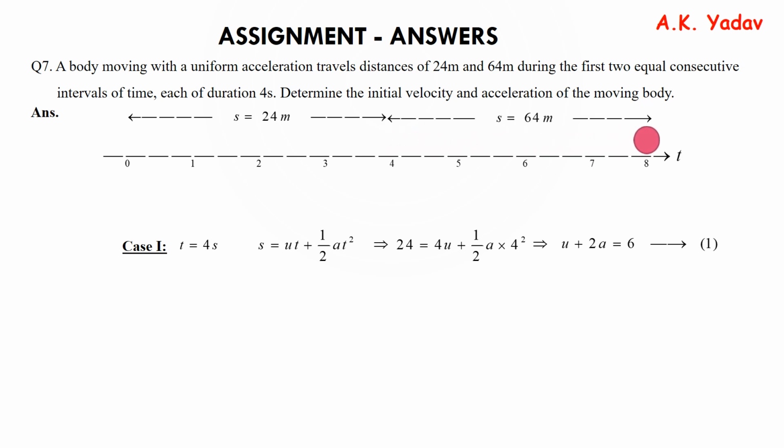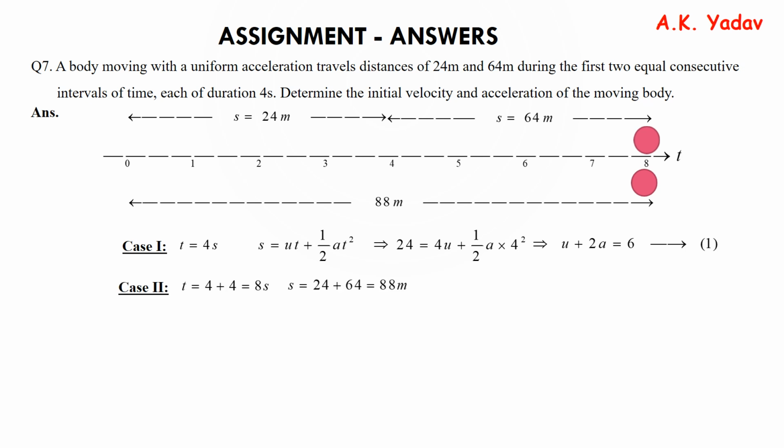Now in the next 4 seconds, it covers 64 meters. So I can say from the beginning, it covered 88 meters in 8 seconds. So time is 8 seconds, distance is 88 meters. We will use the second equation of motion again. So S is equal to ut plus half at square gives 88 is equal to 8u plus half into a into 8 square, which gives u plus 4a is equal to 11, equation number 2.